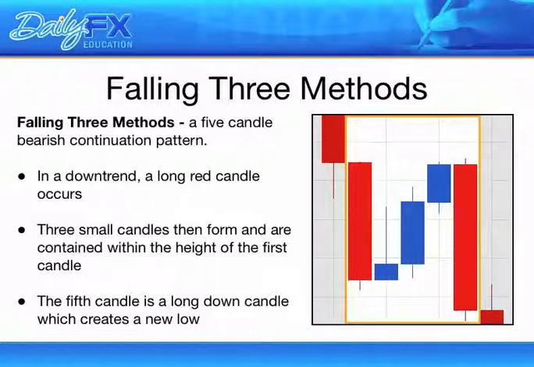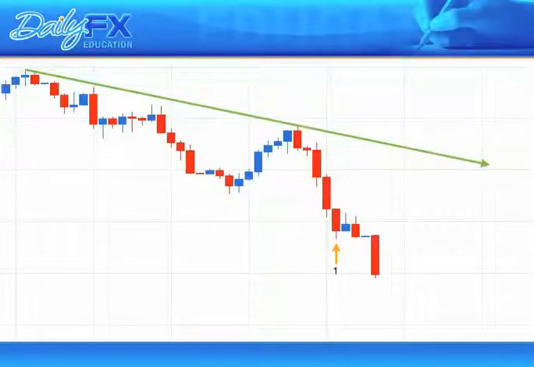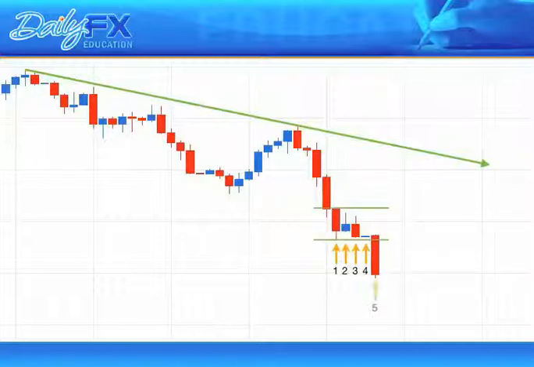Following 3 methods is confirmed where a red candle drives down to new lows, reinstituting the bearish trend. Notice here how we have an established downtrend at the end of a following 3 method formation. You can see how candles 2, 3, and 4 of the pattern all stay contained within the height of the first candle. And then candle 5 is a strong down move, making a new low. To trade this pattern, we recommend waiting for the pattern to complete, and then enter the trade on the open of the next candle.